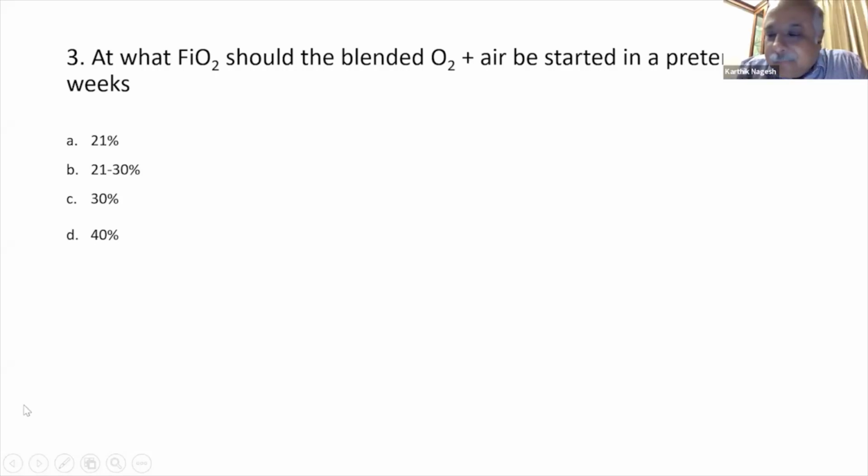Who said that 21? Fire. Okay. Yes, sir. But I will go for a preterm, it should be 30%. Less than 28 weeks, it's 30%. Sir, 28 to 32 weeks, it's 21 to 30%. I would go with Dr. Anand and Dr. Priyadarshini. You are absolutely right.